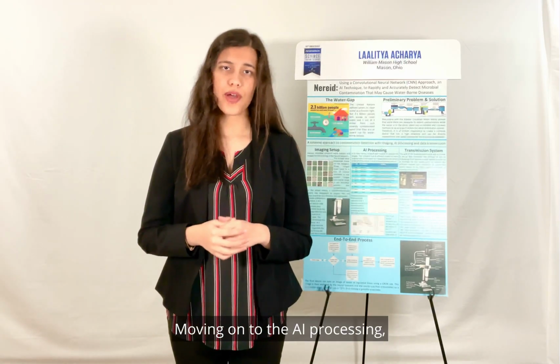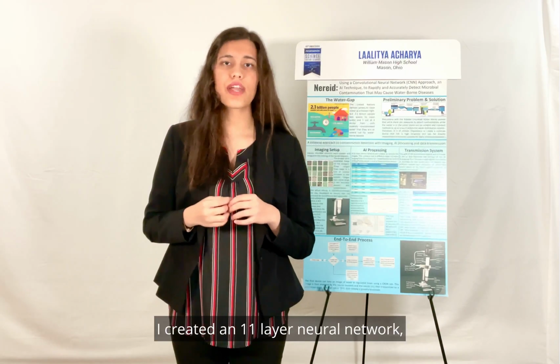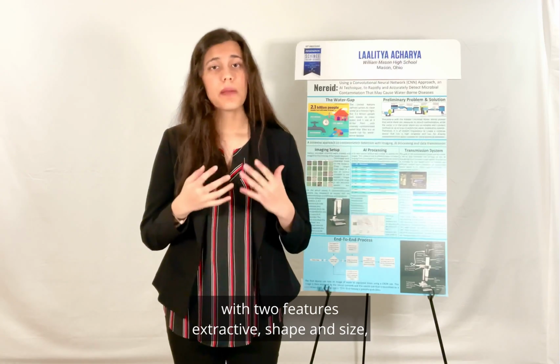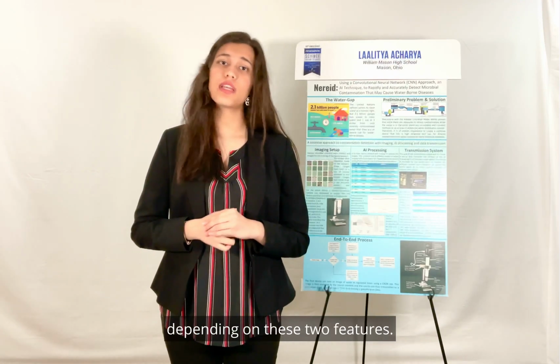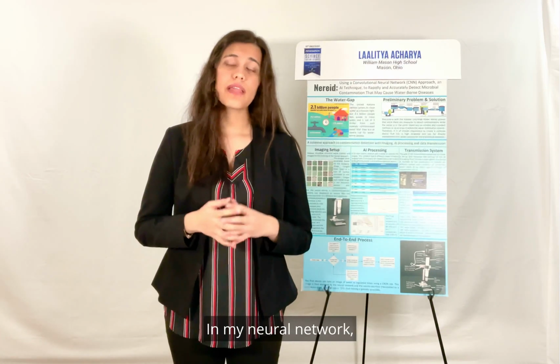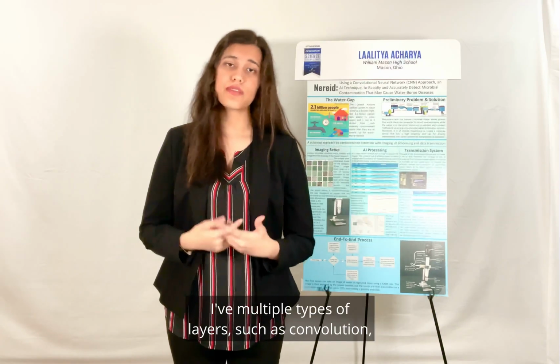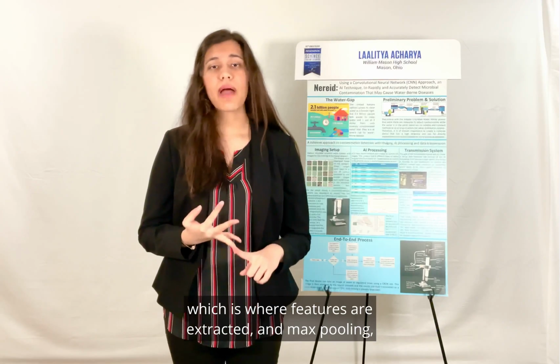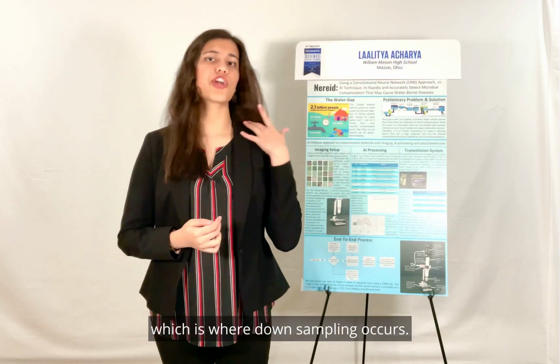Moving on to the AI processing, I created an 11-layer neural network with 2 features extracted, shape and size, because microbes vary greatly depending on these 2 features. In my neural network, I had multiple types of layers such as convolution, which is where features are extracted, and max pooling, which is where downsampling occurs.